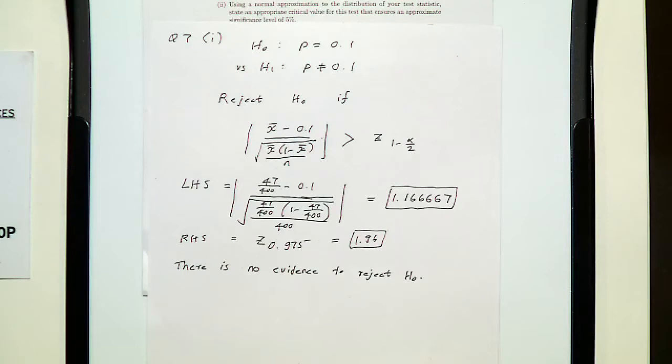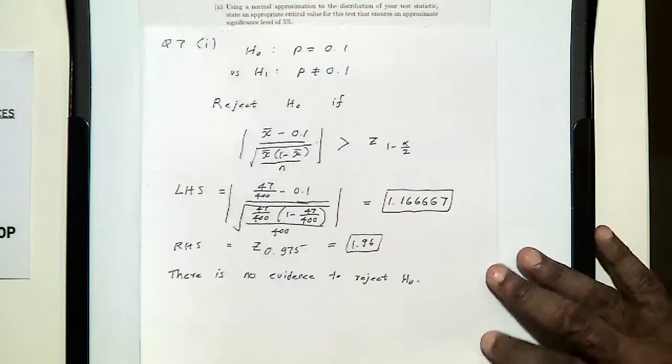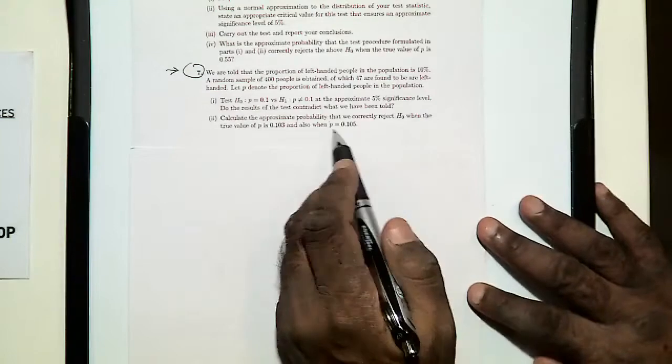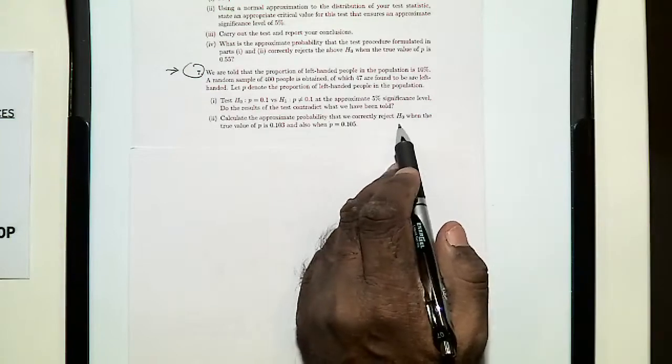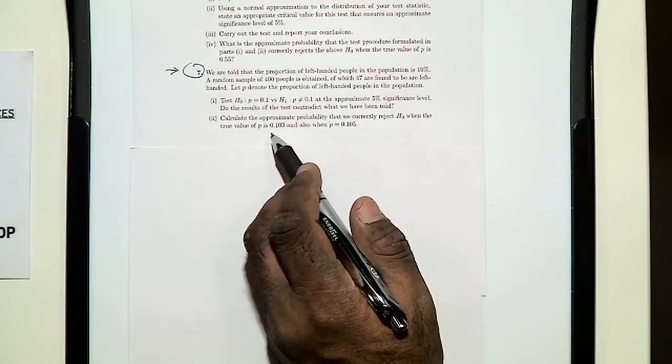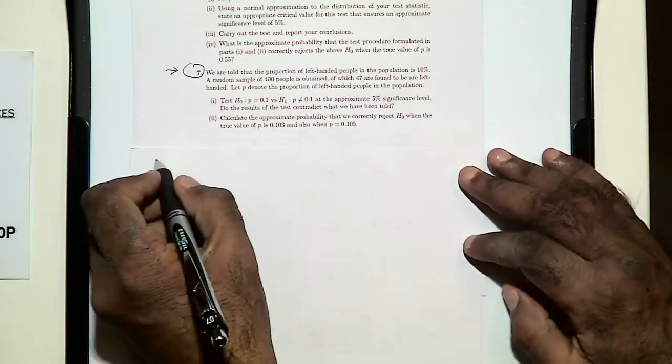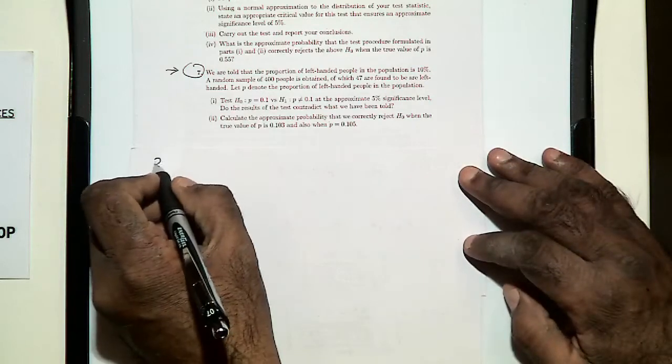All right, guys. So I'm sure all of you are fine with this. Any questions? All right, let's look at part 2. Part 2 is asking you to find the approximate probability that you reject H0 and the true value of P is either this or this. So I'll just do the first part, only one of the values.